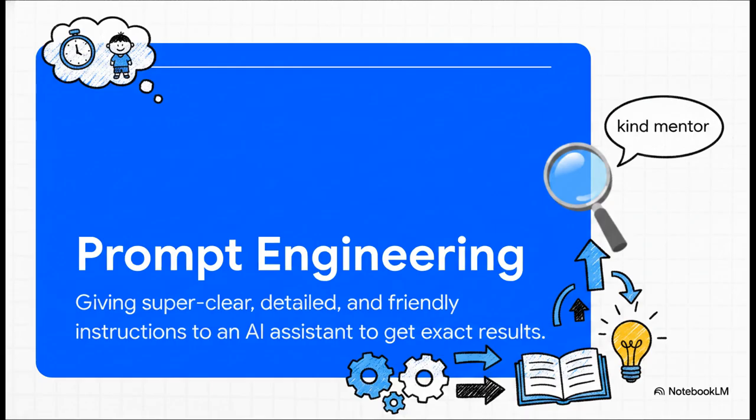You see, with AI, context is everything. Telling it your budget, the exact age of the audience you're explaining something to, or even the specific tone you want, like, say, asking it to act as a kind mentor, that will dramatically improve the answers you get back.